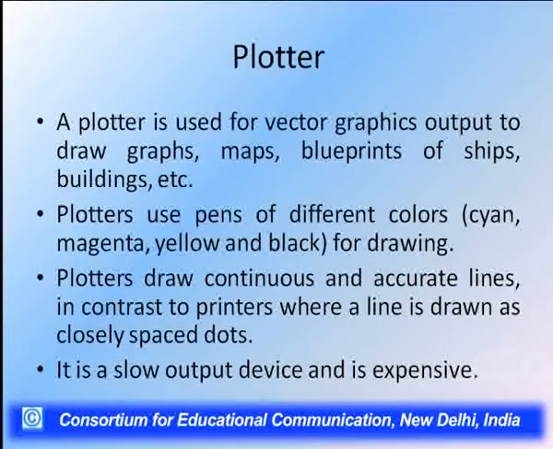So, a plotter is used for vector graphics output to draw graphs, maps, blueprints of ships, buildings. They use pens of different colors, that is cyan, magenta, yellow and black for drawing. A plotter draws continuous and accurate lines, in contrast to printers where a line is drawn as closely spaced dots. It is a slow output device and is quite expensive. So plotters are of two types. First is the drum plotter and the second is the flatbed plotter.